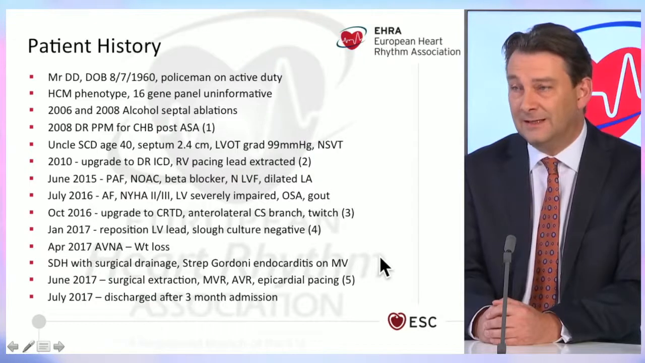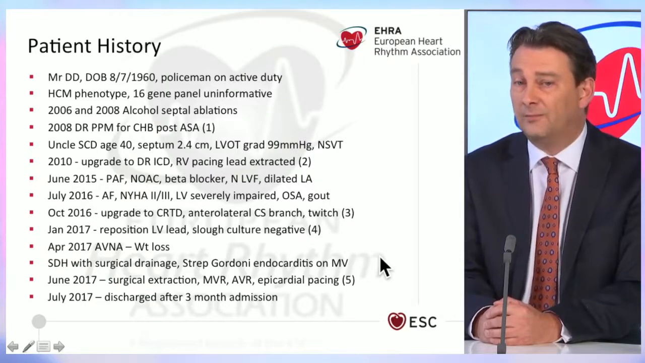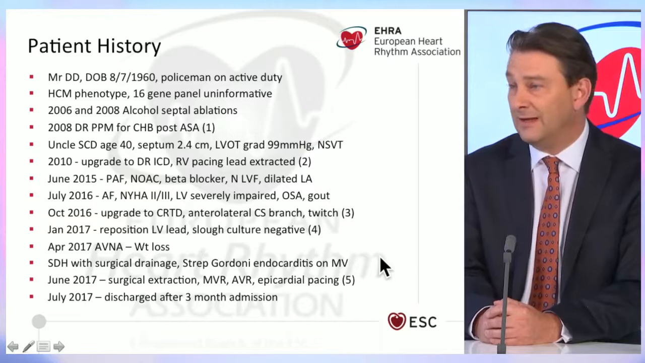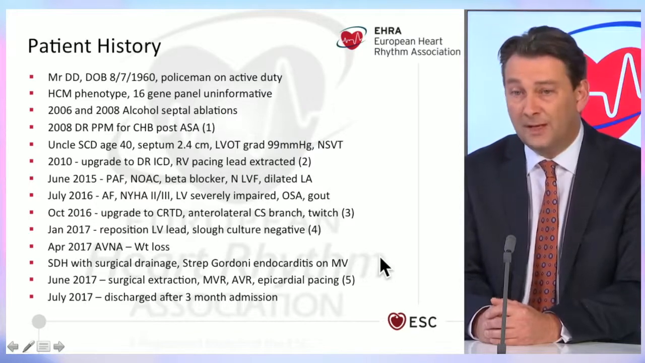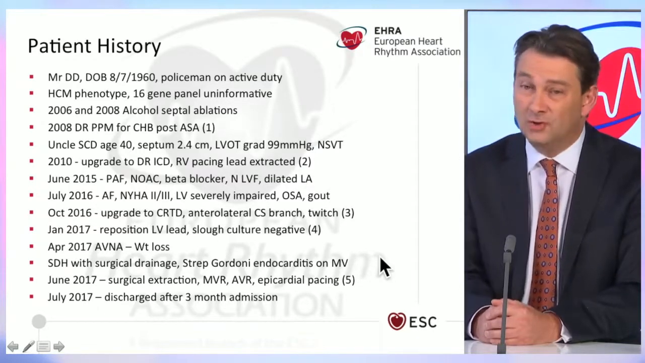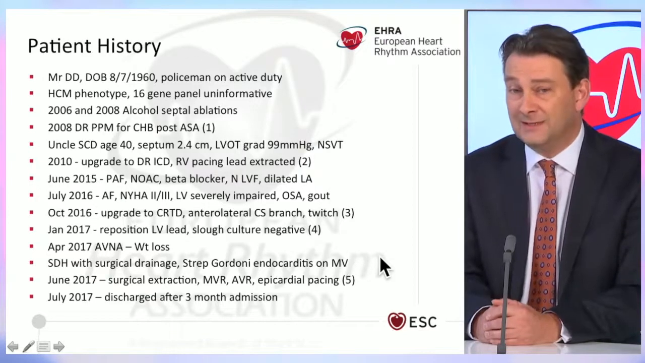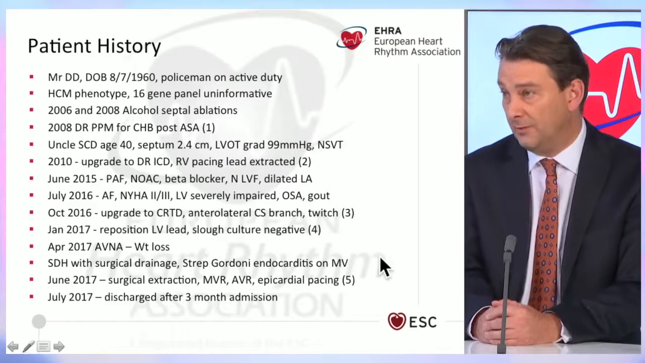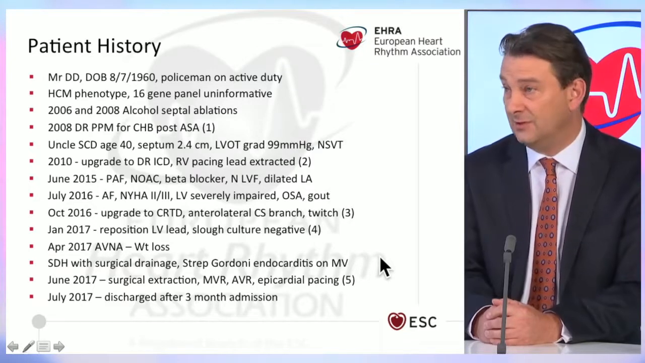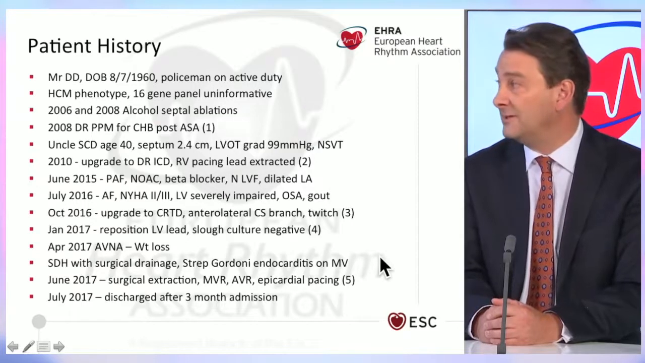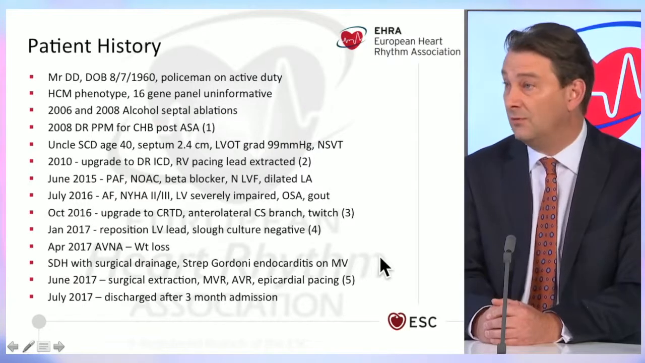Unfortunately, a year later, he'd developed the dilated phase of hypertrophic cardiomyopathy. He'd got persistent atrial fibrillation, overt symptomatic heart failure, NYHA 2 to 3, with an LV that was now severely impaired, and also biochemical abnormalities with gout, and just to complicate matters, obstructive sleep apnea. So in October 2016, 8 years after his original pacemaker, 6 years after his initial ICD upgrade, he was upgraded to a CRTD. Unfortunately, he responded brilliantly.